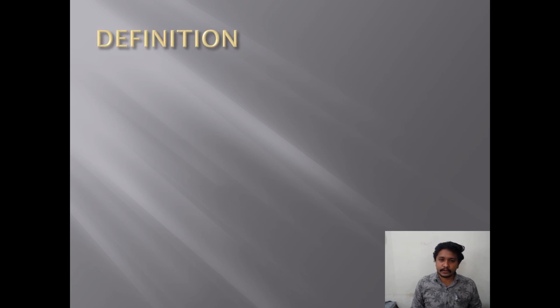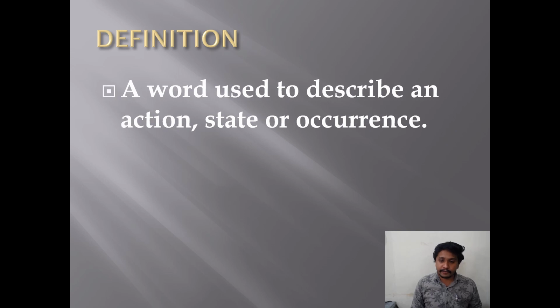So first of all, let's look at the definition of verb. A word used to describe an action, state or occurrence is called a verb. So all the actions which we are doing are called verbs. Okay, all the action words are called verb.